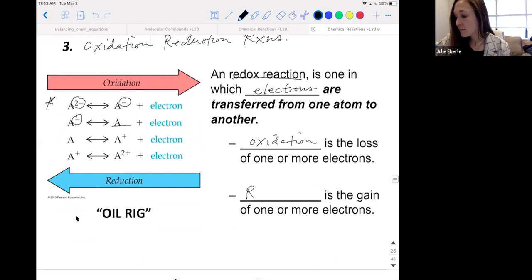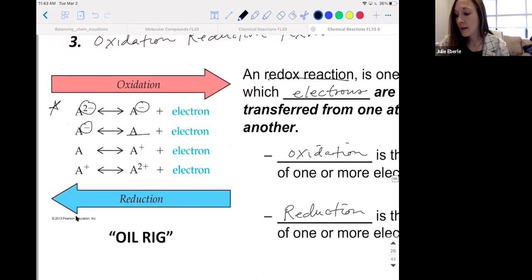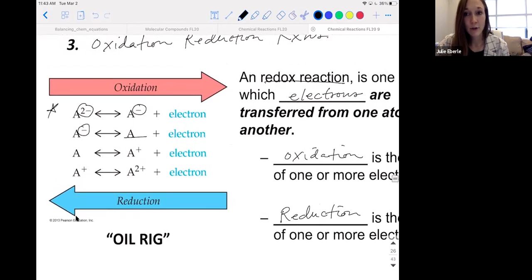Okay, reduction is the gain of one or more electrons. So if you read this figure from right to left, in reverse order, let's start down here at the bottom. If we have an electron and we add it to this element right here, it has a +2 charge. If it receives an electron, remember electrons have negative charge. So where electrons go, negative charge goes.